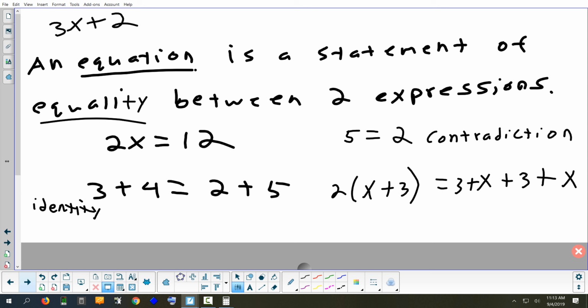How about this equation? 2x equals 12. Is it always true? Is it always false? What do you think, Zach? It's only true if x equals 6. Yeah. There's a condition that makes it true. And that's called a conditional equation. It could be true if you pick the right letter. Okay. So we've got equations that are always true, never true, sometimes true.